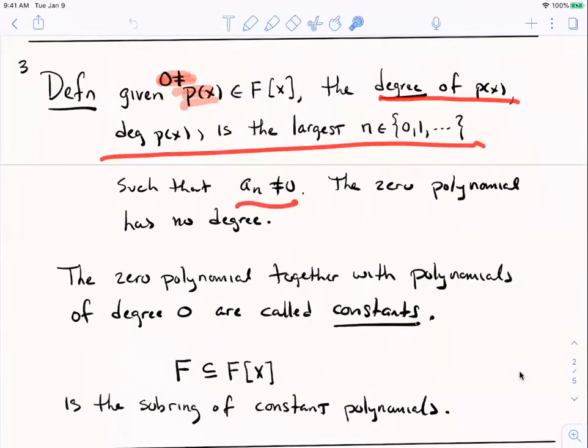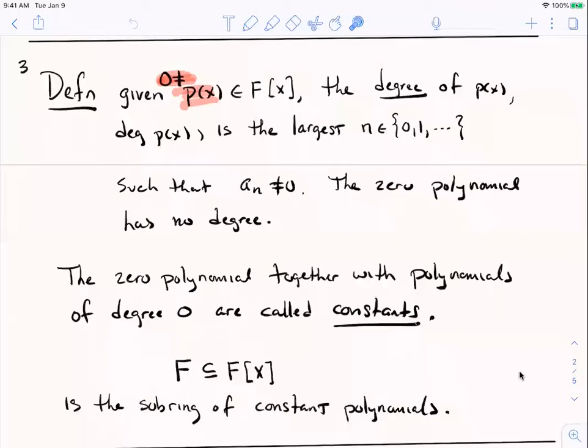And such an exponent exists because if your polynomial p isn't 0, it has to have a non-zero coefficient, and it has to have a last one, so to speak. There has to be a largest n where an isn't 0, and then it is 0 after that. The coefficients are 0 after that. So this is exactly what you think of as the degree. The degree of a non-zero polynomial is just the exponent on the term that's got the biggest exponent, right?